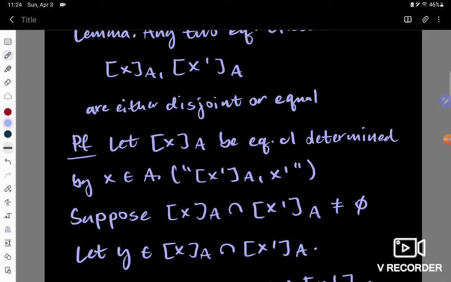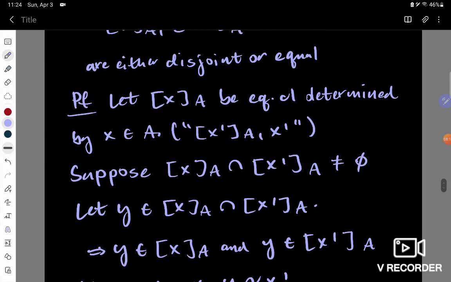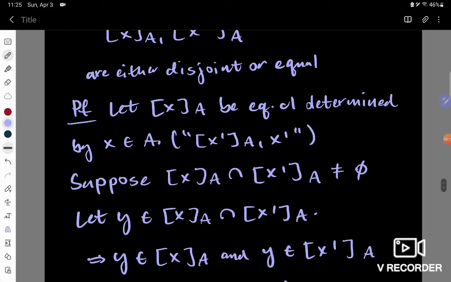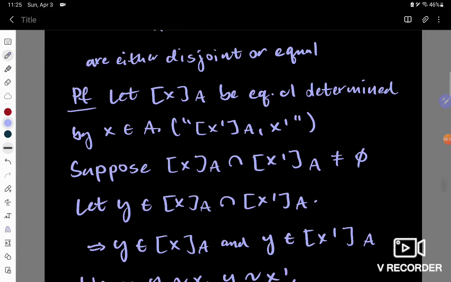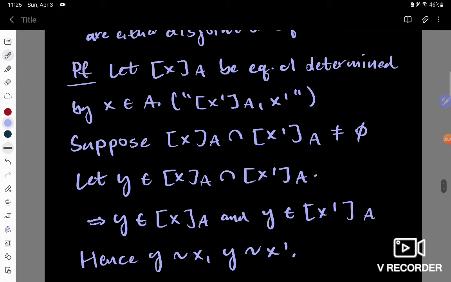So Y, let's denote that element. Y is in this intersection here. And by the definition of intersection, where we think of it as like 'and', Y is in this set and Y is in this one. So we can break it apart into two separate statements. So we know that Y is in the equivalence class of X and the equivalence class of X prime, if it's in their intersection. So by definition of an equivalence class, we can write Y is equivalent to X and Y is equivalent to X prime.